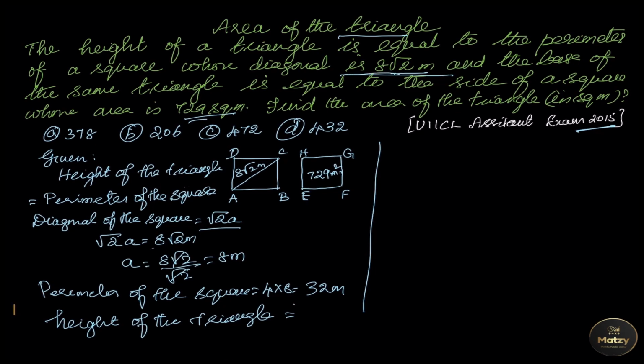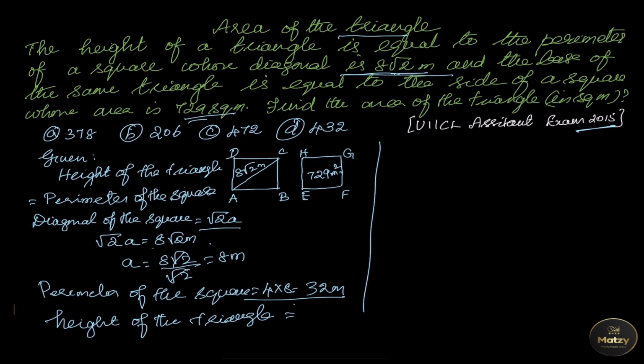In this problem, the height of the triangle is equal to the perimeter of the square whose diagonal is 8 root 2 meters. See first, what is the diagonal of the square? Root 2 into side. We have to find out the side of the square. Then only we can find out the perimeter of the square. So, diagonal of the square is equal to root 2 into A. Root 2 into A is 8 root 2 meters. So, what is A value? 8 root 2 by root 2, that is 8 meters.